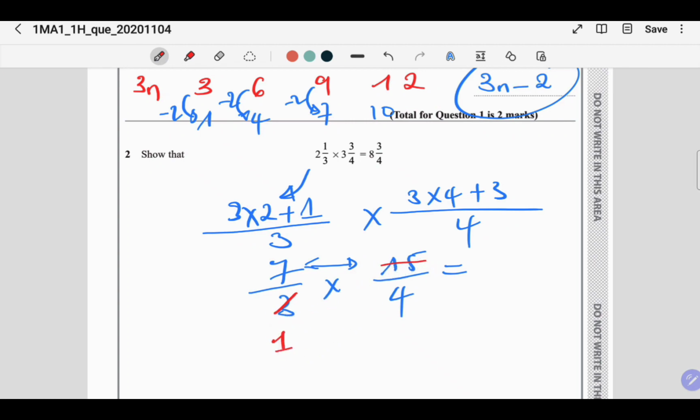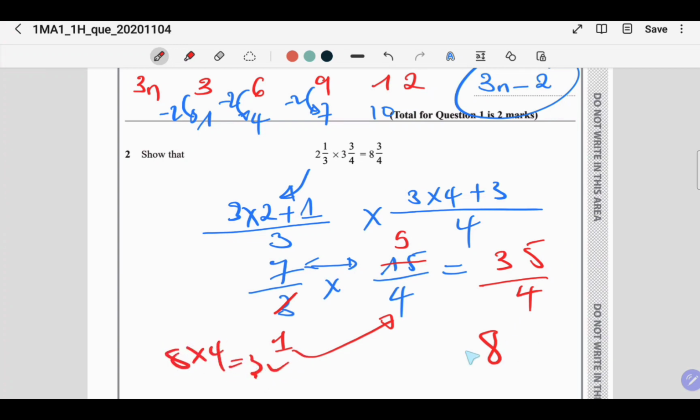15 is divisible by 3 as well, and that goes in 5 times. So now we have 7 times 5, that would be 35, over 1 times 4, that would be 4. Now we have to simplify this. How many 4s are in 35? There will be 8 wholes according to the times table, because 8 times 4 equals 32, and 3 will be left over, and we have our answer, which is what they were asking for.